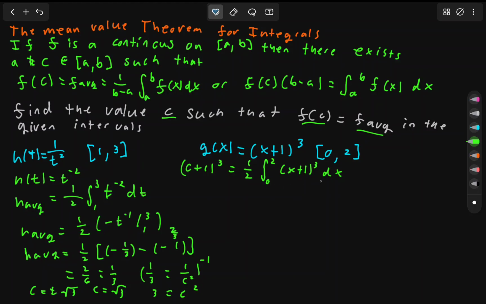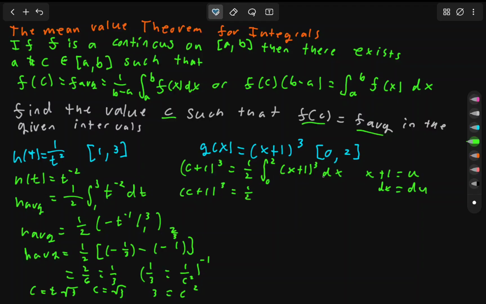Well, in this case, we have to use u sub for this. In theory, we could expand it out, but I don't want to expand it out, as that makes a mess. So we're going to say x plus 1 is equal to u. So that makes our du equal to dx. So we now have c plus 1 cubed is equal to 1/2.